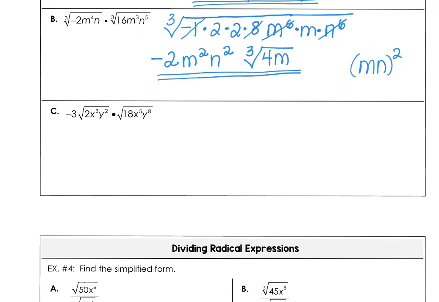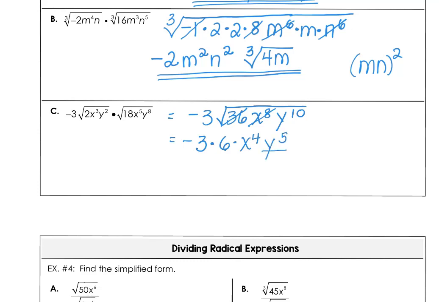So we've got -3, and then 18 times 2, that product is a perfect square, 36. And x cubed times x to the 5th is x to the 8th. And then combining like terms will give us y to the 10th. So here we have -3 times the square root of 36, and the square root of x to the 8th is x to the 4th, and the square root of y to the 10th is y to the 5th.